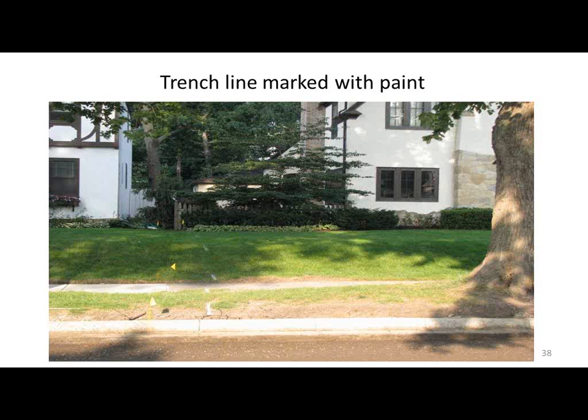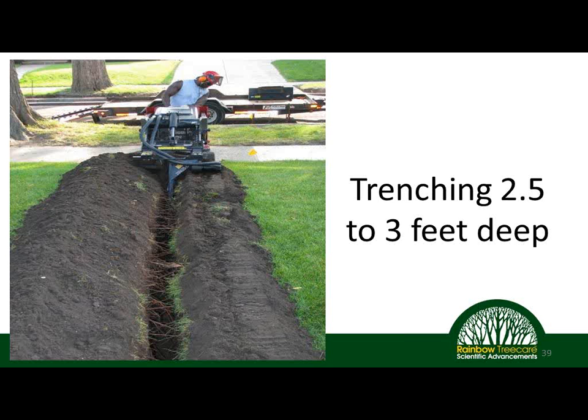So here's the process. First of all, we need to find out where those underground utilities are buried and mark those and identify where those are at. That typically will take a couple days or so. We're then going to go in and paint a line as to where we're going to put our trench line. And then for a trencher, for example, we can get down 2.5 to 3 feet.